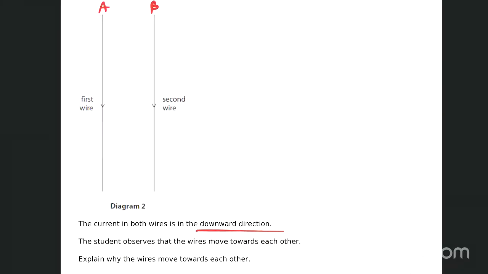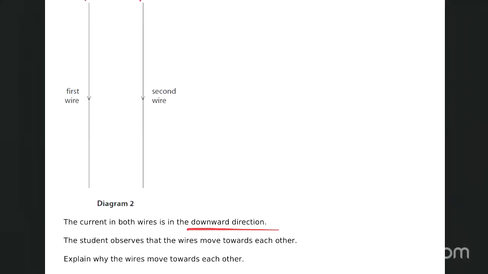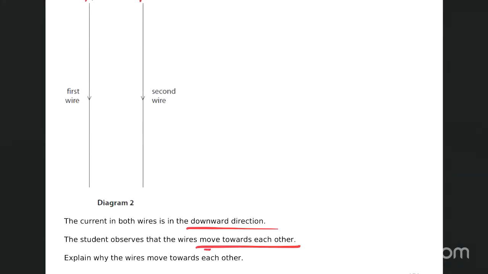The student observes that the wires move towards each other. Towards each other means we can get an idea that there are attraction forces acting like this, right? Explain why the wires move towards each other.